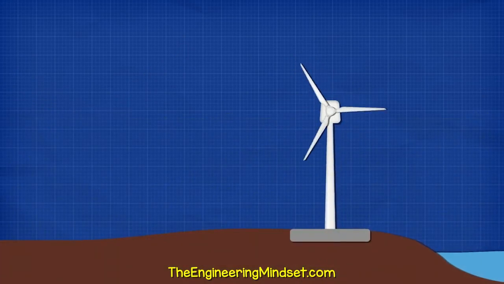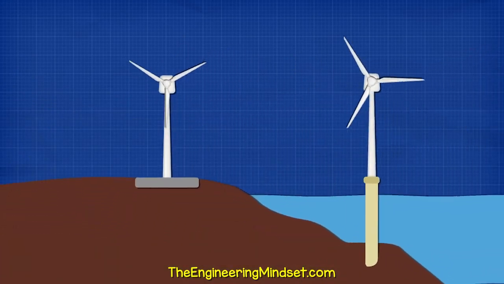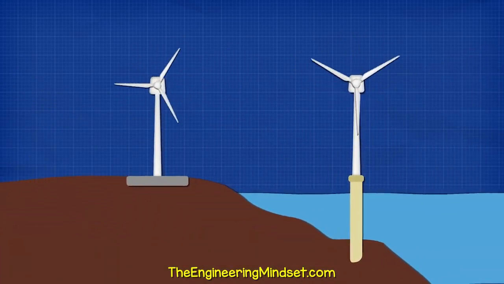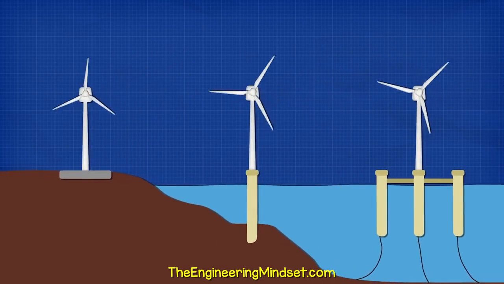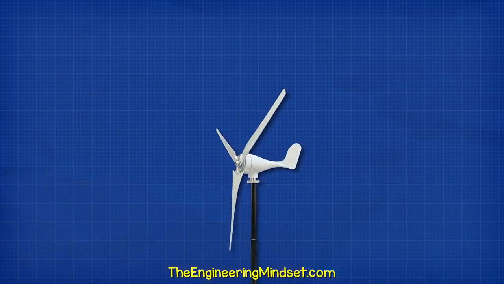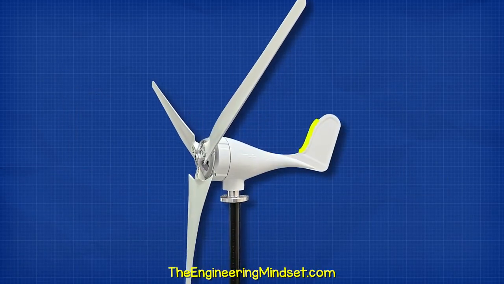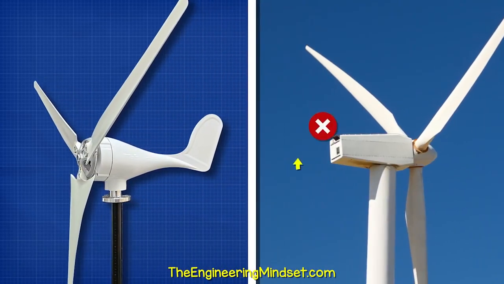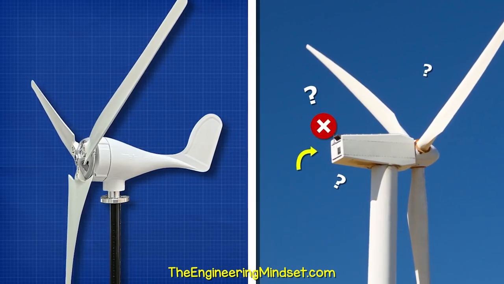The wind turbines need a deep, strong foundation. We can extend down into the seabed, but some waters are so deep it's easier to just float the wind turbines on a platform. You might notice that smaller wind turbines have a tail fin at the back, but large ones don't. I'll explain why later in the video.